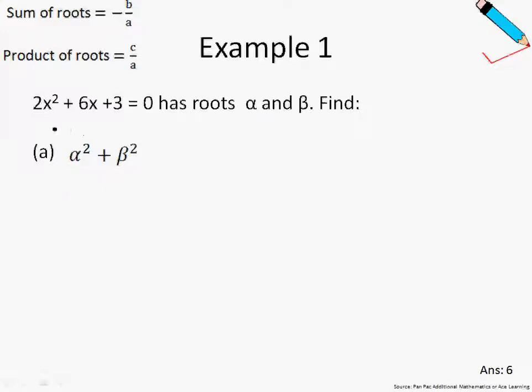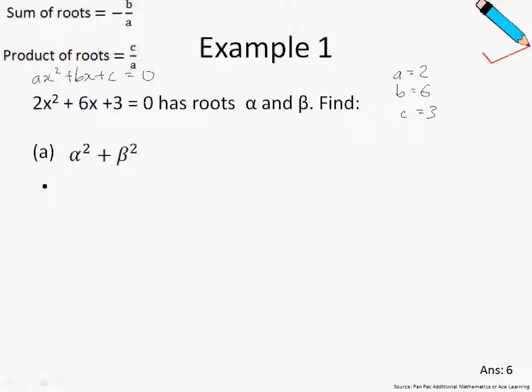So in this example over here, let us first write down the fundamental equation for a quadratic equation, which is given in this form. After writing this down, I can identify my a to be 2, my b to be 6, and my c to be 3, just by comparing the coefficients over here.